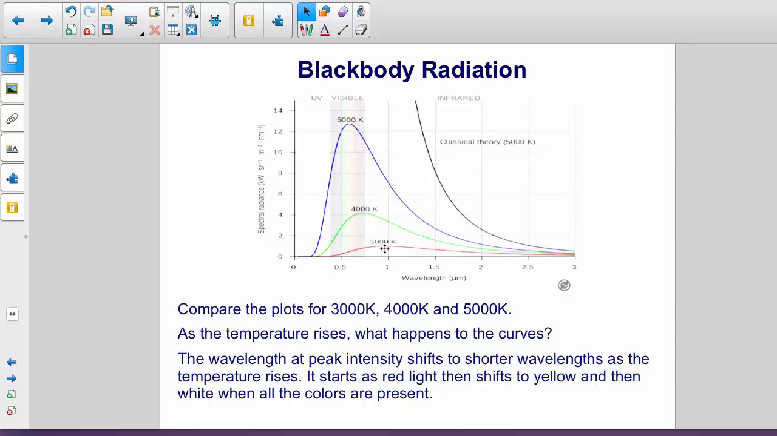As you can see, at 3000 Kelvin, the peak is in the infrared. And as we move up to 4000, we shift into the yellow range, and then finally to 5000, where we're in the white range. That is, if you look, the peak at 5000 is squarely in the middle of the visible spectrum.